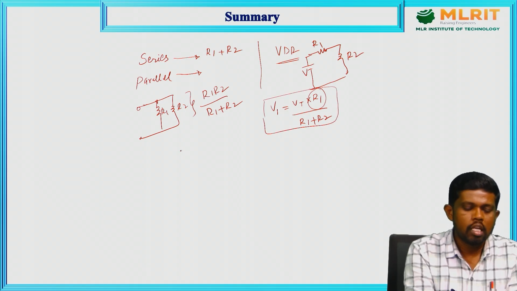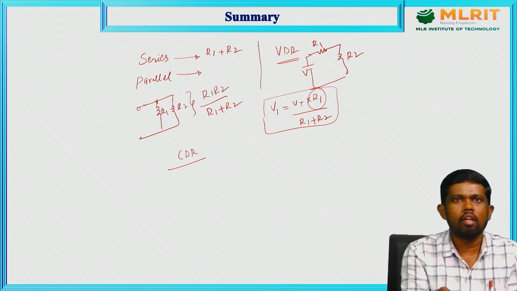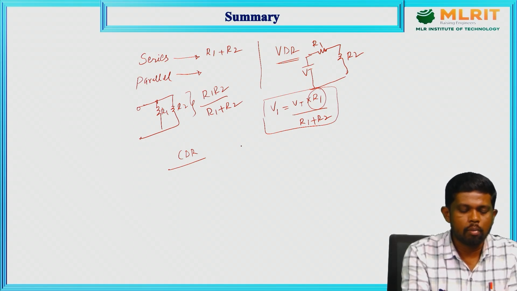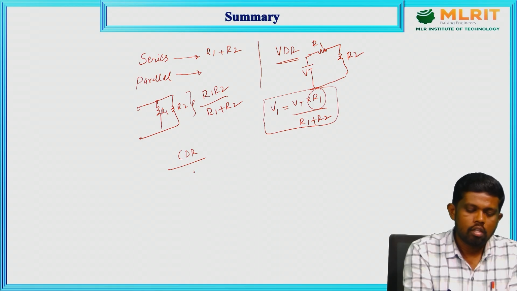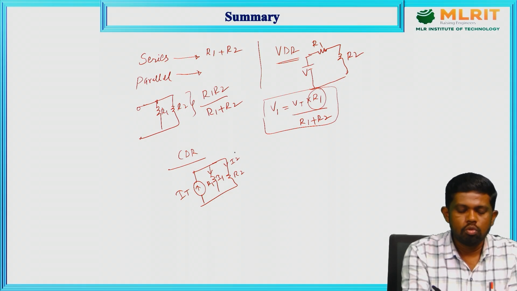Now coming to CDR, the current division rule, which is applicable for parallel circuits or parallel networks to determine the current through individual resistances without applying Kirchhoff's laws or other fundamentals. Let us say this is the circuit we have. This is the R1 value, then this is the R2 value. The total current of the circuit is I total. The current through R1 is I1, and the current through this one is I2, with the corresponding element R2. We need to get the current through this using the current division rule.